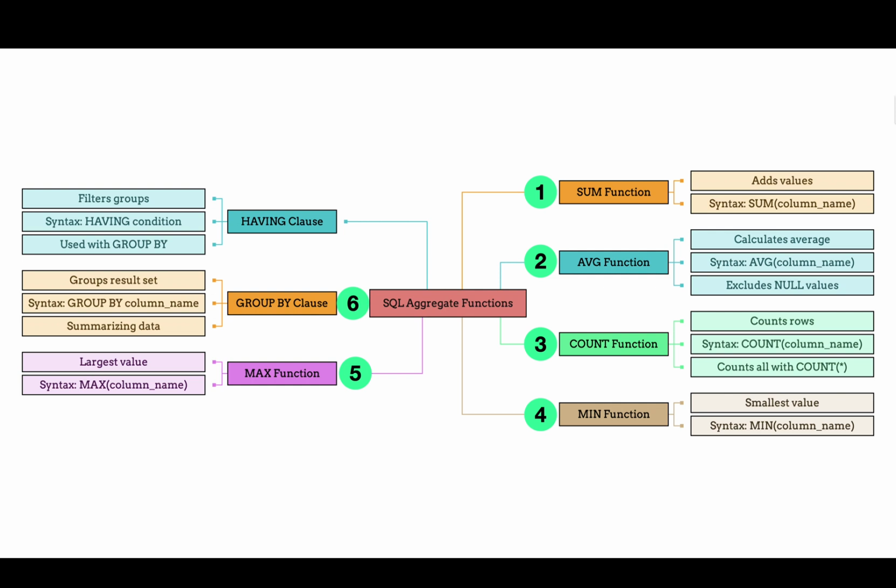6. Group by clause, used with aggregate functions to group the result set by one or more columns. Syntax: GROUP BY column_name. It's useful for summarizing data. 7. Having clause, used to filter groups based on a condition, particularly with the group by clause. Syntax: HAVING condition. It's like WHERE but for groups.